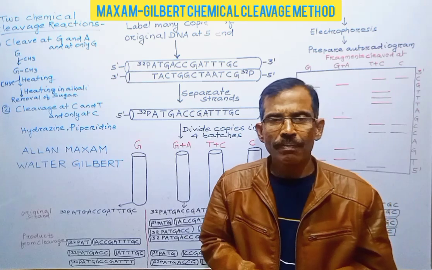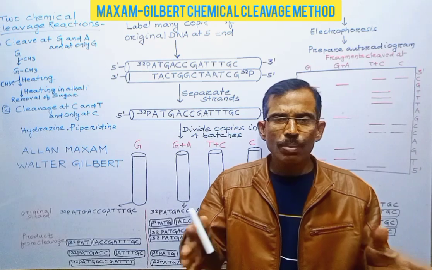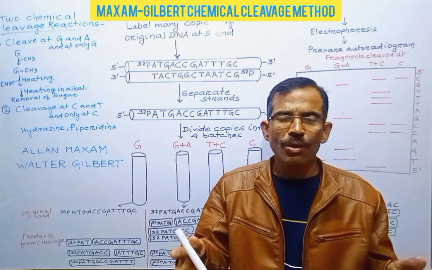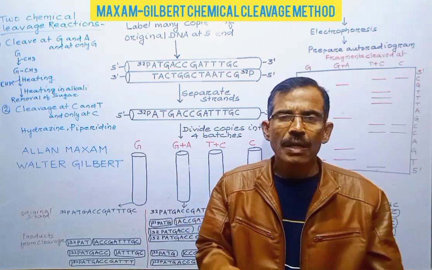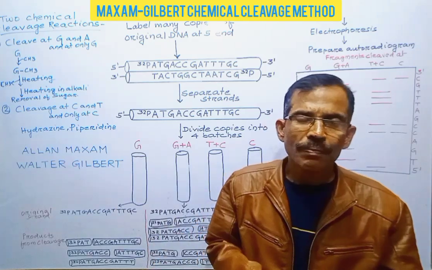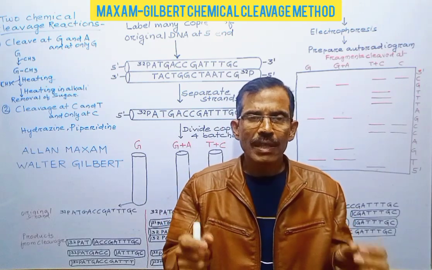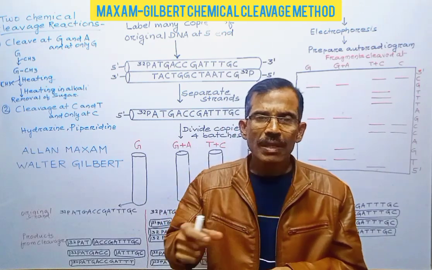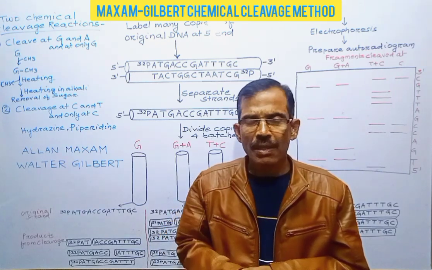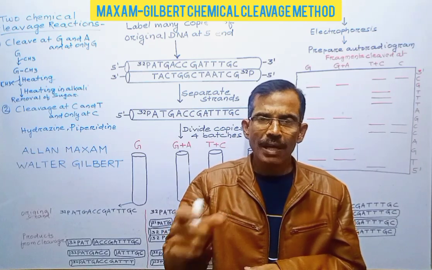Maxam and Gilbert's chemical cleavage sequencing protocol uses chemical cleavage at specific bases of the labeled DNA strand in order to generate a nested set of labeled DNA fragments. What do you mean by nested set? In a nested set, if we arrange all the DNA fragments in the increasing or decreasing order of their size, then successive fragments will differ by one base at a time.